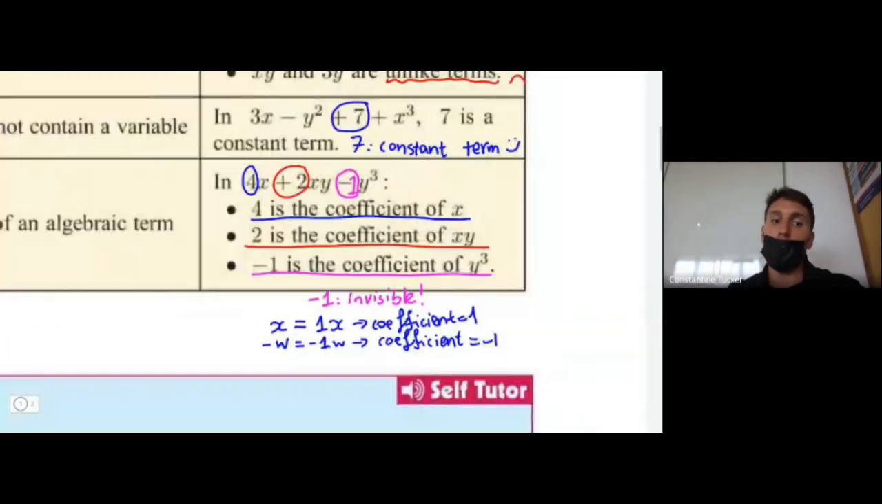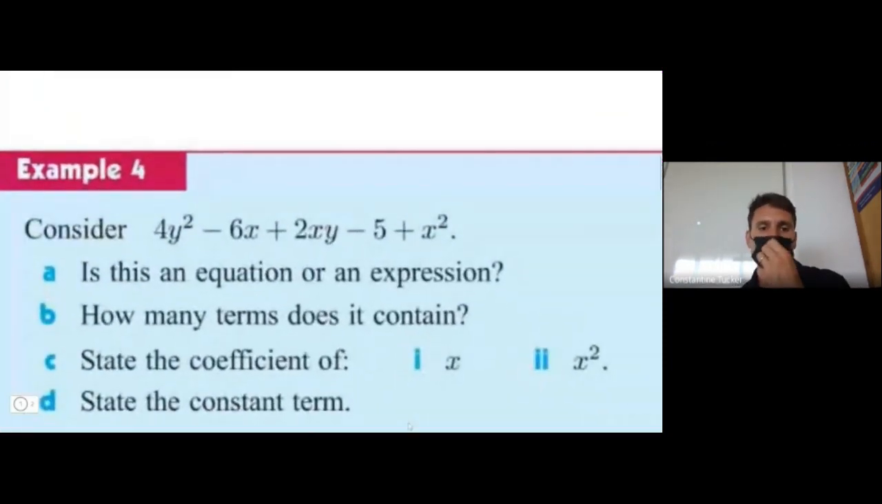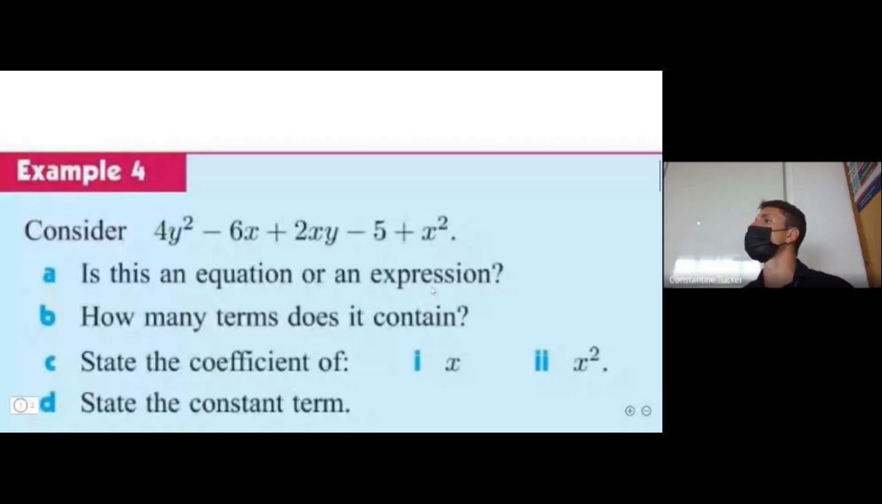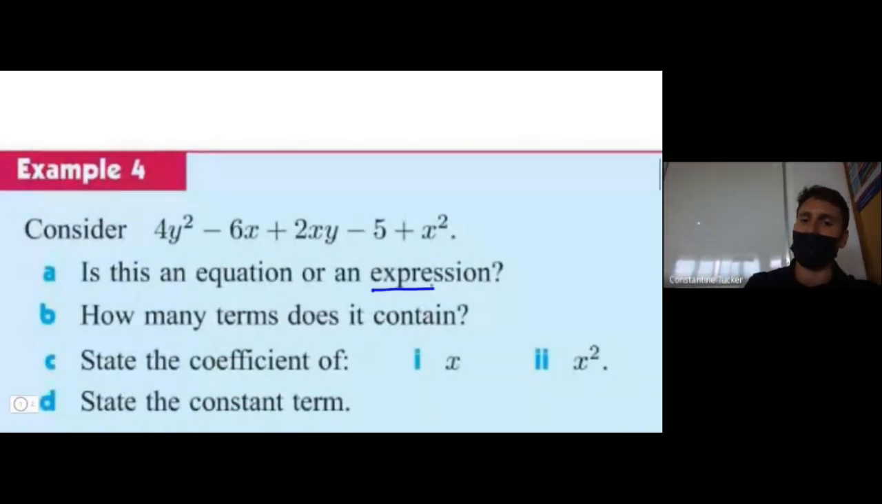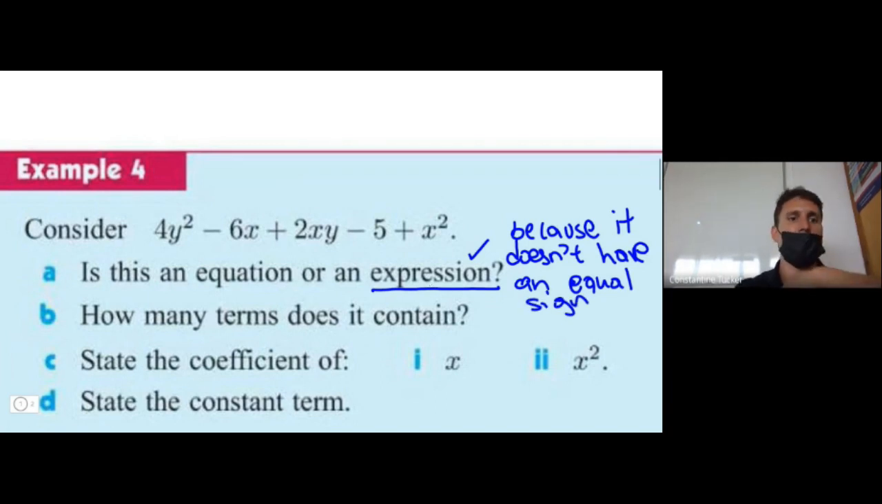Okay. Now, I think it will make more sense as soon as we look at an example. Let's have a look at this example very quickly. Is this an equation or an expression? Why is it an expression? Exactly. Well done, guys. It's an expression because it doesn't have an equal sign. Okay, brilliant.